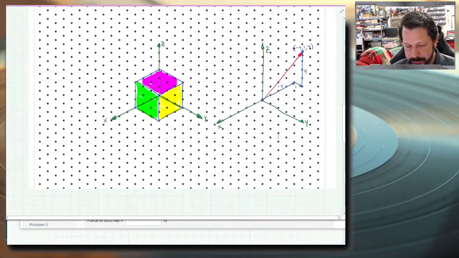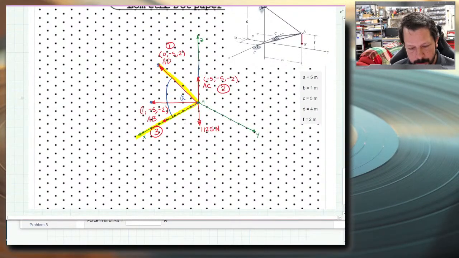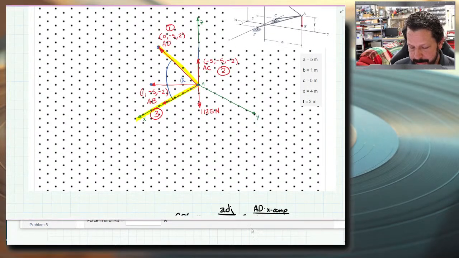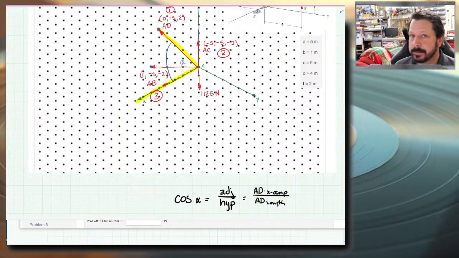So let's try to assemble this. It might take you a while to wrap your mind around what we're doing, but I think if you keep in mind that what we're ultimately trying to do is write the summation of forces in the x direction, the y direction, and the z direction, it will come through once we get it all assembled.